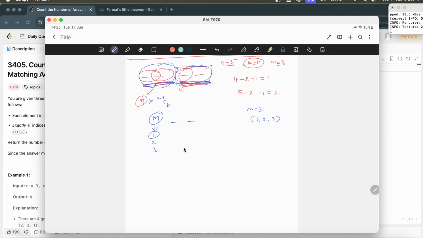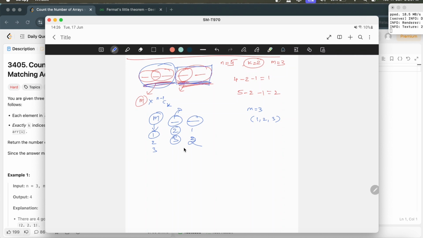So what are the possibilities of filling this particular one? It is basically 2 or 3, correct? One is already filled, so I cannot fill this one with 1. I can either pick 2 or 3, any one of them. Now at the next location, what is the possibility of filling the element? It is either 1 or 3 if I pick 2 at this index. If I pick 3, it will be 1 or 2.